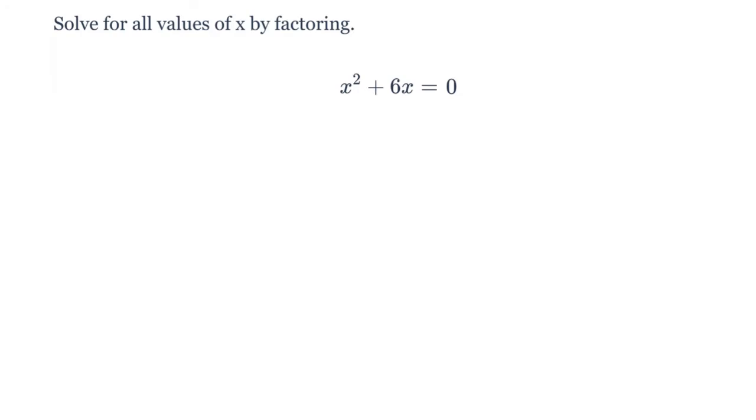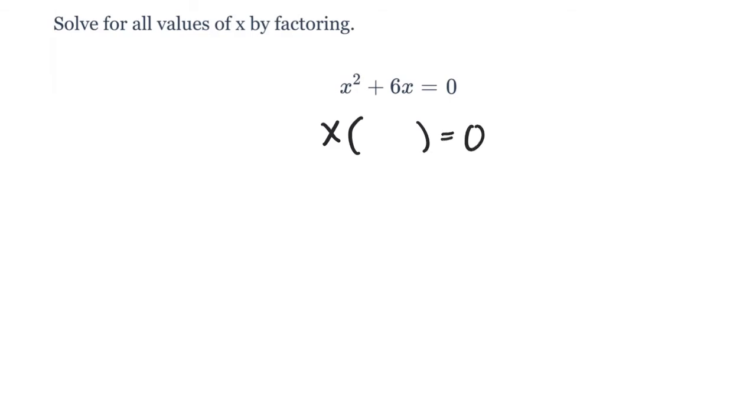Since this one's already set up the way we need it to be, the only thing we have to really do here is look for greatest common factors between our two terms. So for this one, it's really easy. The only thing that we can factor out is the variable x. So to do that, we have to divide each term by x. So here's what this looks like. We would have x getting factored out.